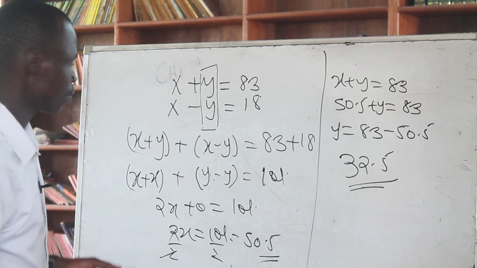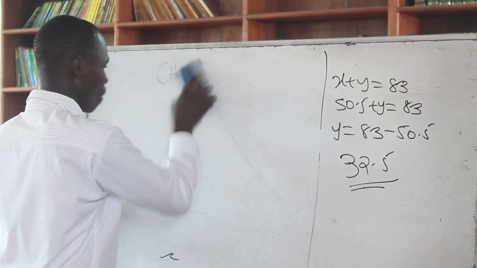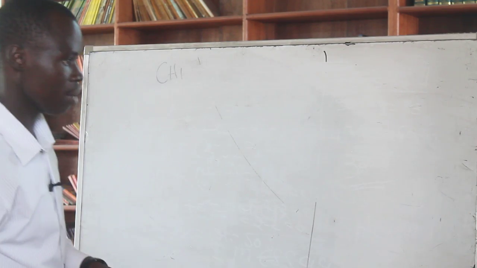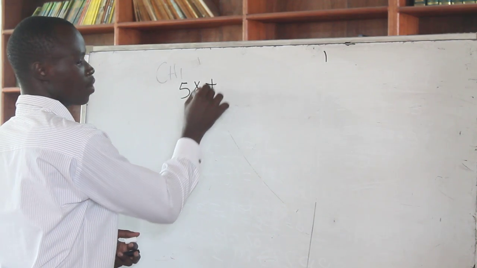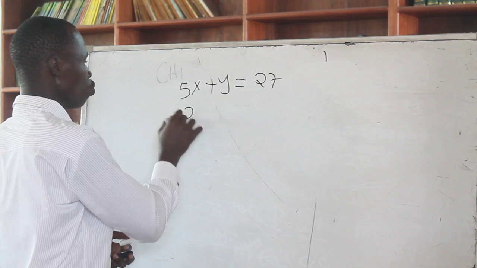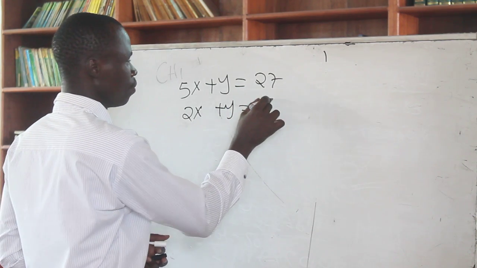On to our second example. Our second example: 5x plus y is equal to 27, and 2x plus y is equal to 6.